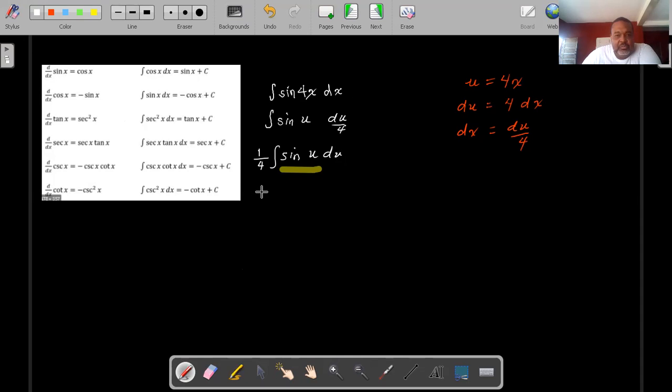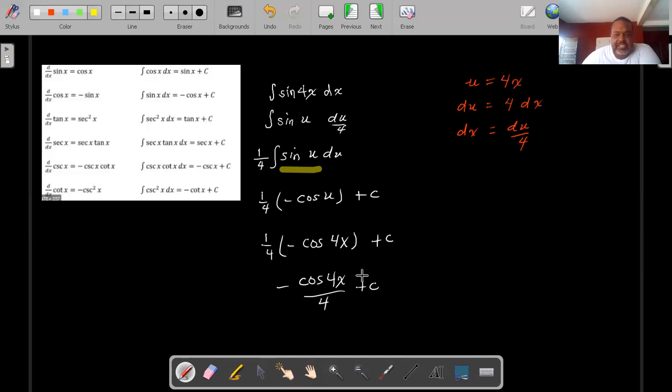So now I'm left with 1/4 minus cosine u. Of course, I have plus c. Right now, what I'm going to do is, so I have my solution, but I'm going to resubstitute back so I can have my original values. So I have 1/4 minus cosine, and u is 4x. So this is minus cosine 4x over 4 plus c. Okay, and so that's the answer right there.